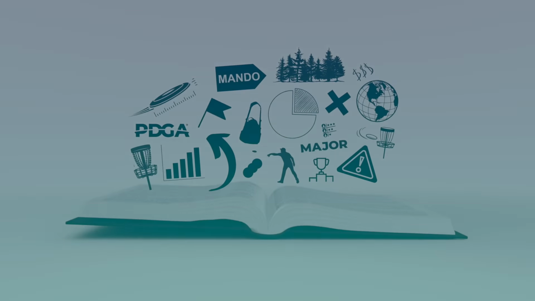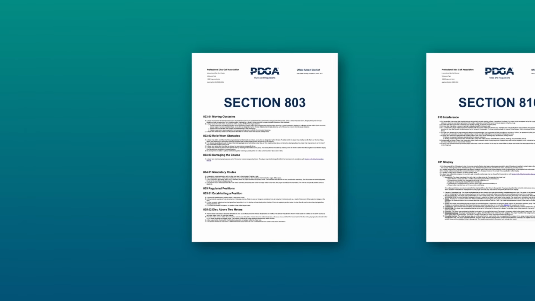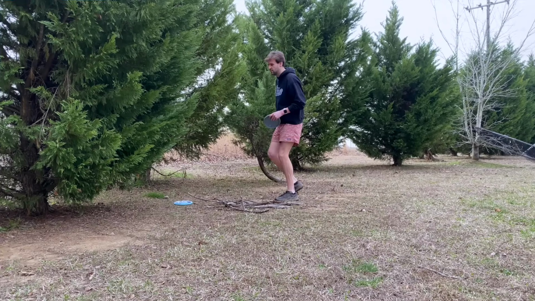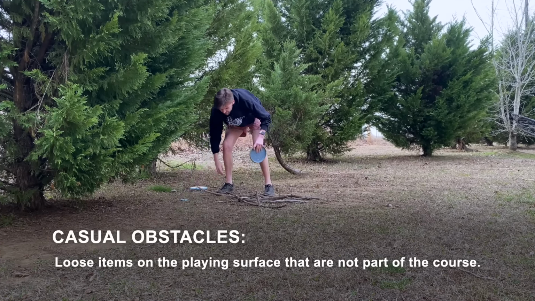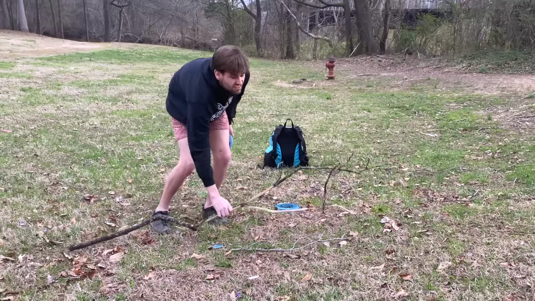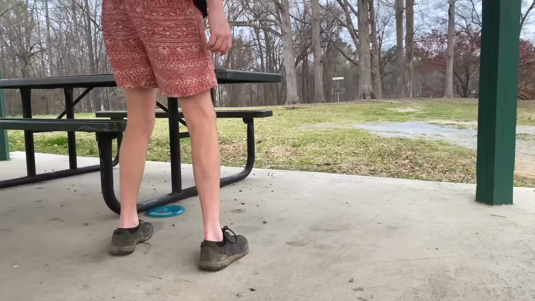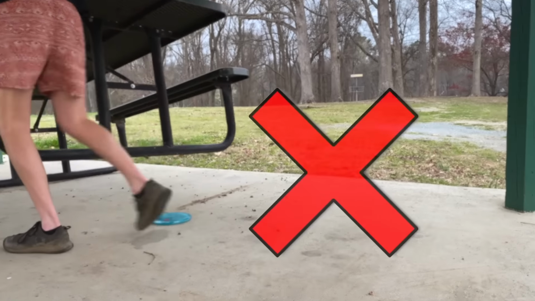Let's talk about casual obstacles. What are they, and what objects are you allowed to move, and which ones must stay? Section 803 of the rules has some answers. Casual obstacles are loose items on the playing surface that are not part of the course. Loose leaves and sticks are casual obstacles, but shrubs and picnic tables are not.